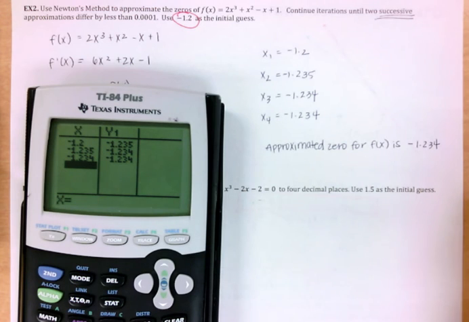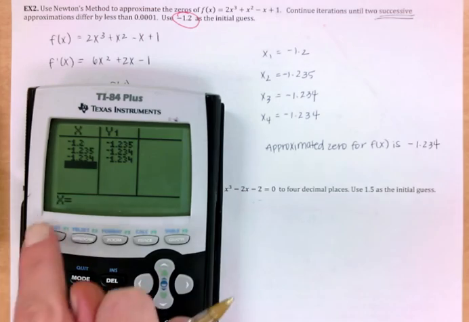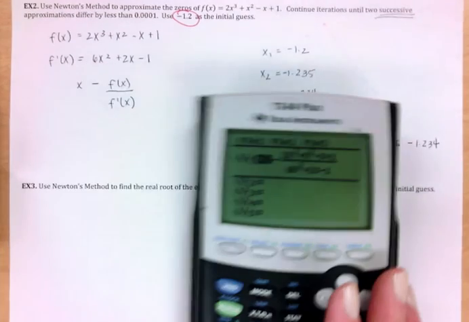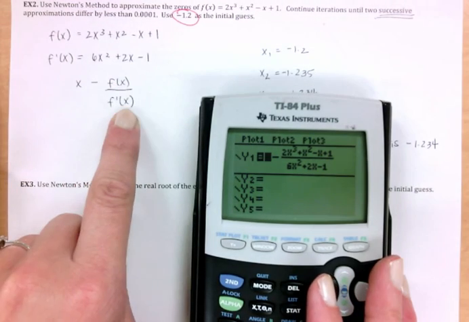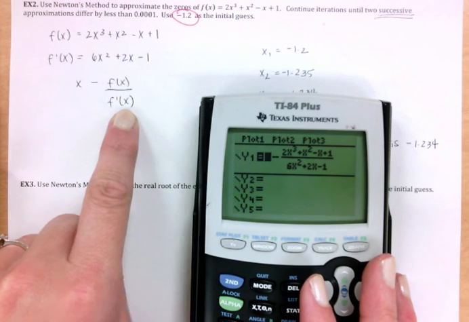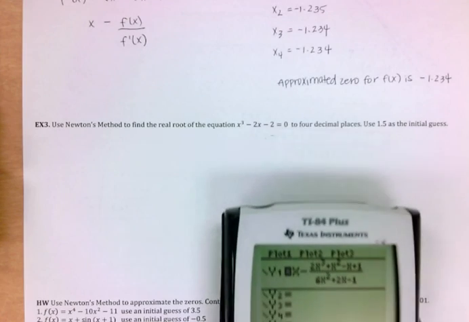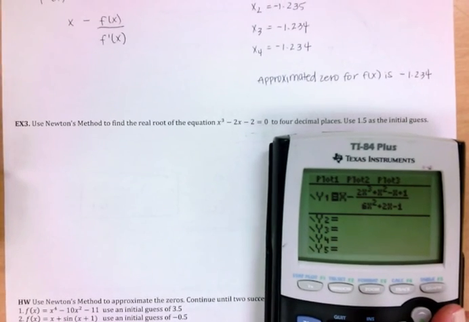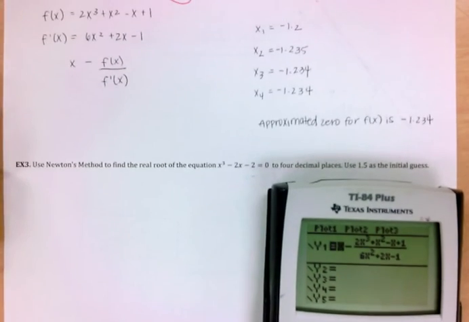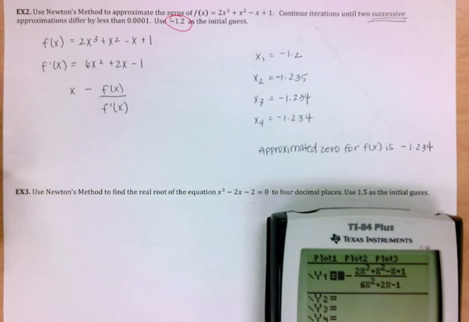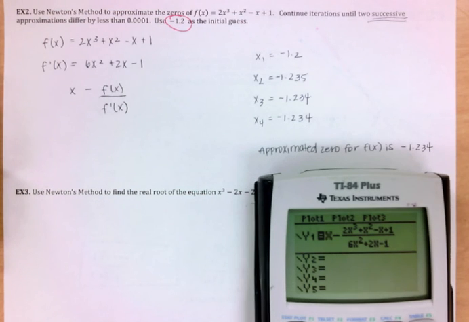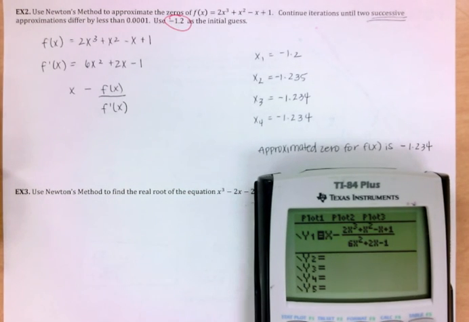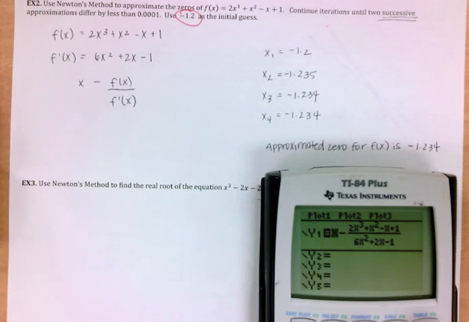Okay, so that's how you can do this very efficiently in your calculator. So just make sure that you are very careful with your y equals, that it's your x minus your function over your derivative. Okay, so go ahead and try example 3 on your own. So pause the video and try it on your own. Okay, and then check back to see that you did this correctly. So following your efficient way to do this with your calculator, plug it in, find your answers, and then check back.